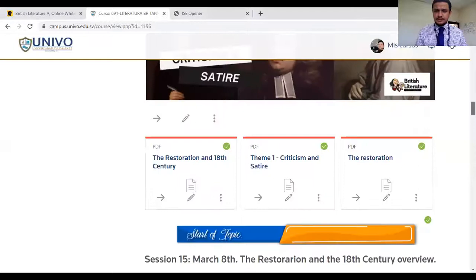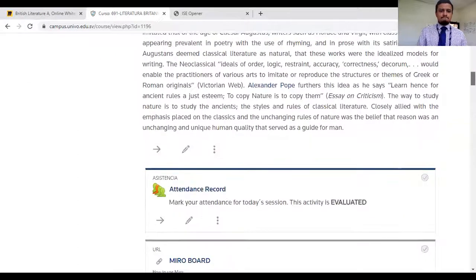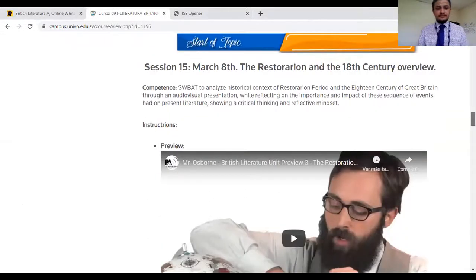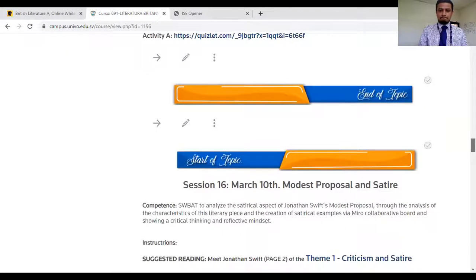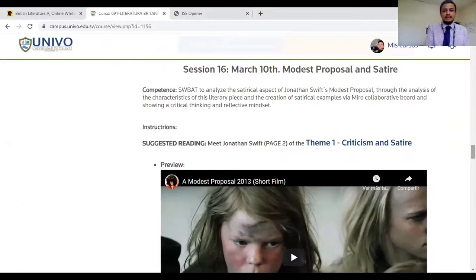All right, great. Let me share my screen so you get familiar with how the lesson actually looks. The first thing you have to do is go to the campus. Let me move a couple of things over here. Great. This is session number 15, from the previous session, and this is the content for today's lesson. It's session number 16, March 10, March 11 for group B. A Modest Proposal in satire. That's the topic for today.